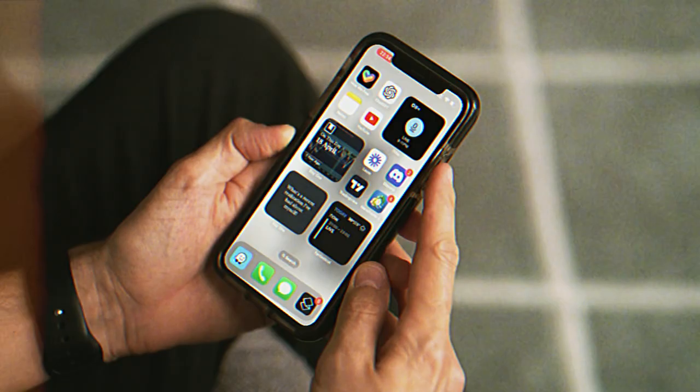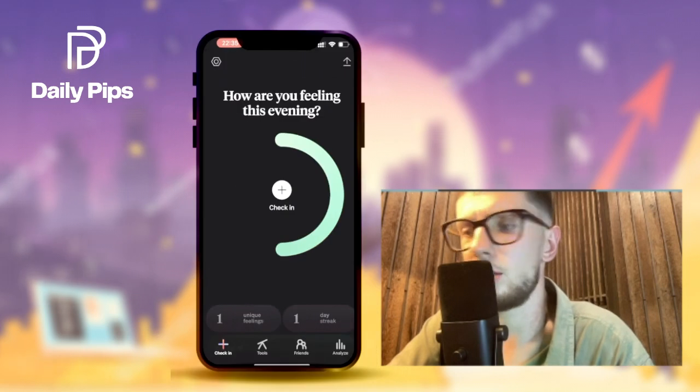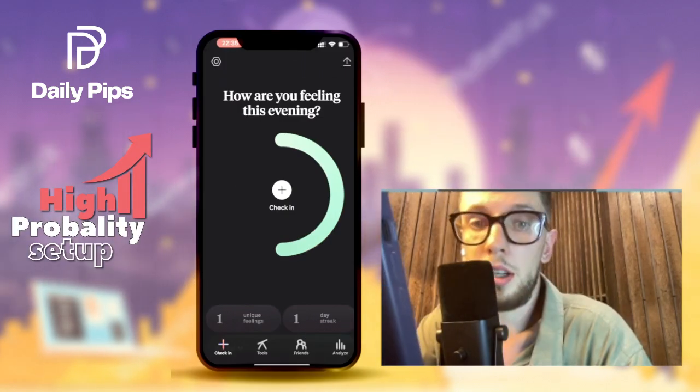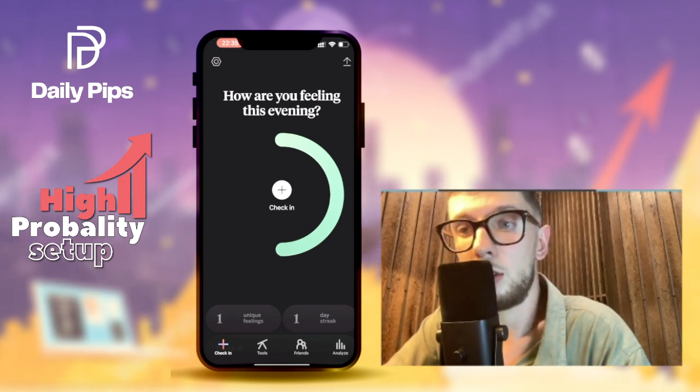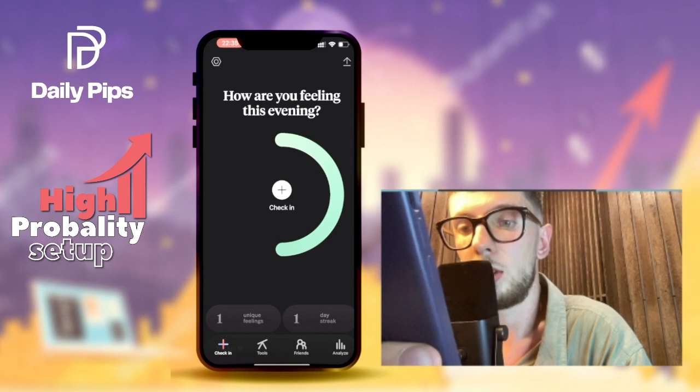Let me show you around, right? So this is my phone, and this is what I do on a daily basis when I start trading. One of the first things I do before I start trading, I did it already today, is I use the How I Feel app to check in every day on how I feel. Today, high energy and pleasant, everything is good. I mark what kind of emotion I have, which is enthusiastic right now, and I press and hold to save it.